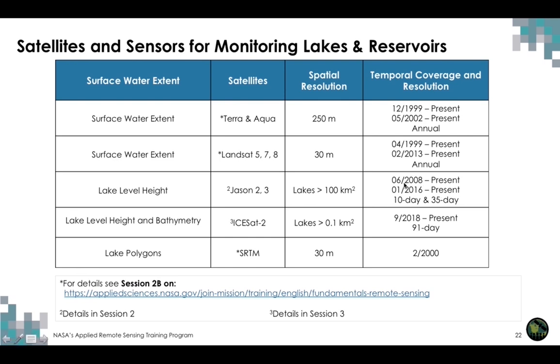Jason-2 was launched in June 2008 and Jason-3 in 2016, and they both are continuing. So every 10 and 35 days respectively, these satellites provide lake level height information for relatively large lakes. ICESat-2 was launched recently in September 2018. It is continuing now. It provides higher resolution information about lake level height and bathymetry at 0.1 kilometer square. The repeat time here is about 91 days.